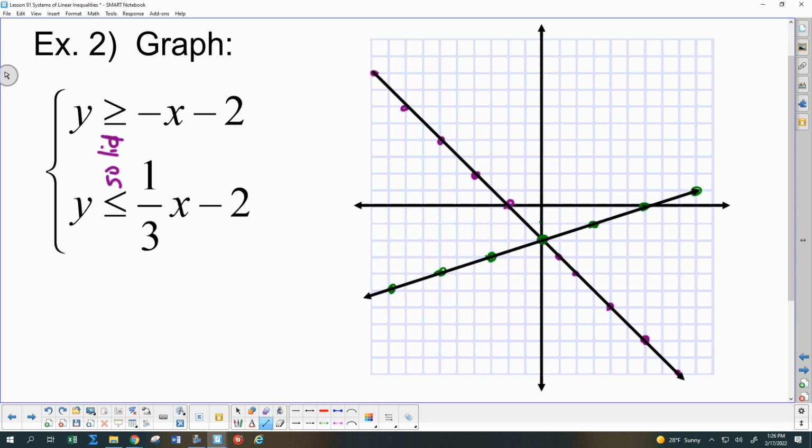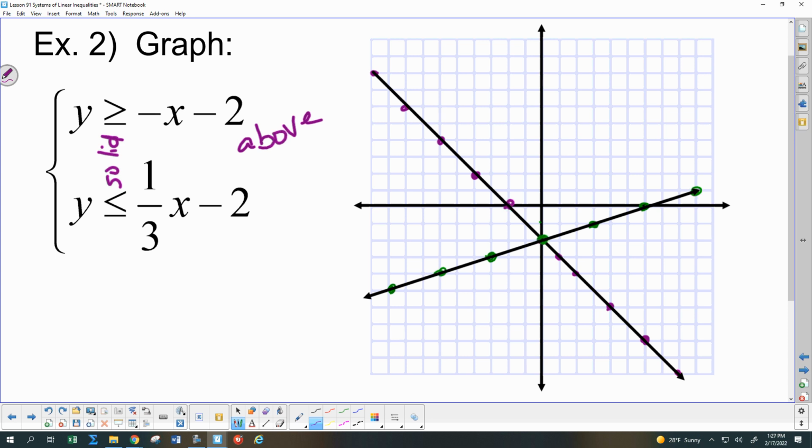Okay, I'd like everybody now to point for the top line, y is greater than or equal to minus x minus 2. Do I think I need to shade above or below? Point which way? For this top one. The y's are greater than the line, so we think above.